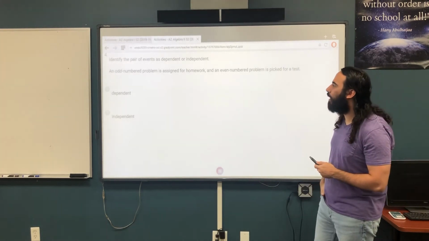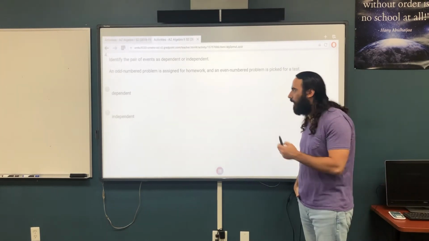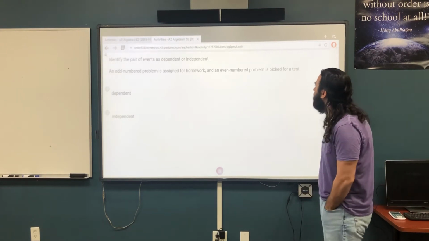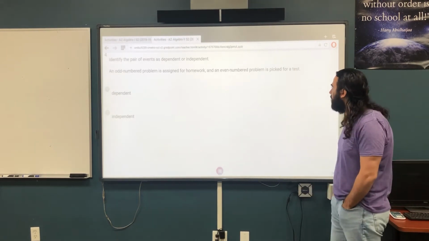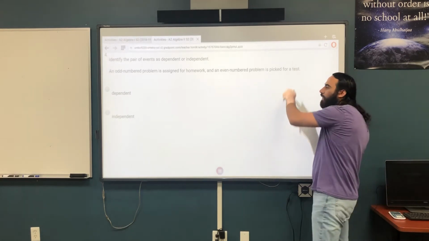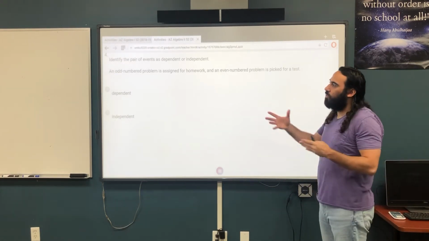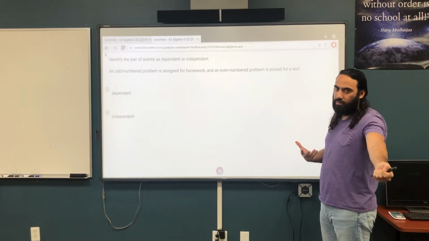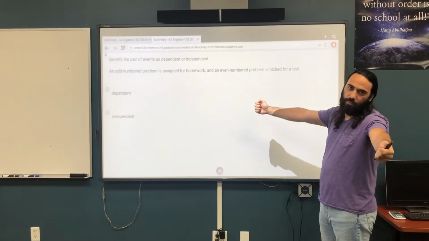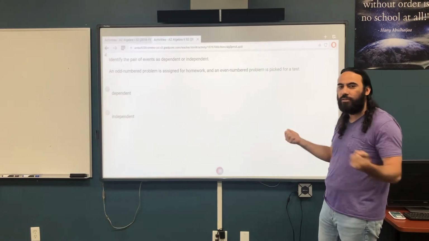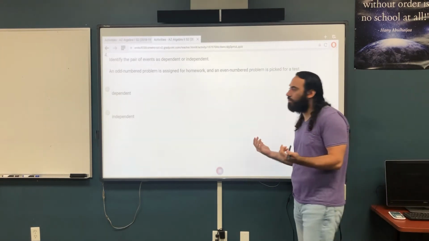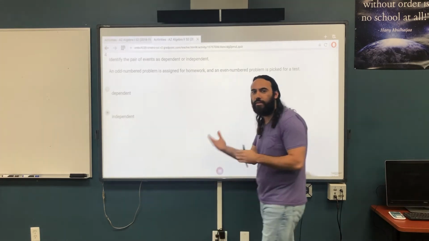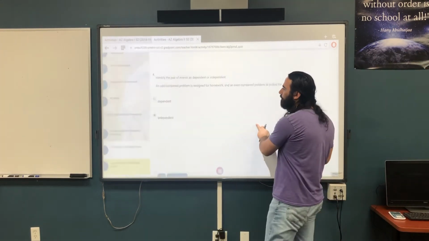An odd number problem is assigned from homework, and an even number problem is picked for a test. The first one is an even number, the other one is an odd number. Is there anything in common between these two events? Of course not. So the answer is independent. There's nothing in common, they don't affect each other.